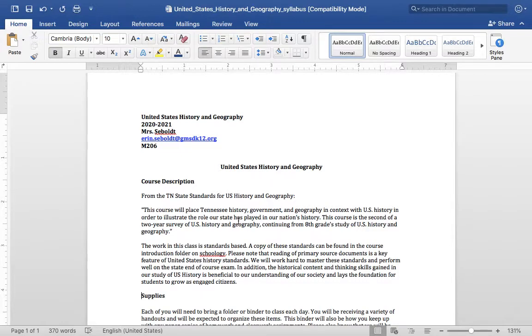I do want to also point out that there is going to be a significant amount of primary source discussions. Primary sources might be newspaper entries, letters, but also political cartoons and maps. Those are all going to or could potentially be primary sources that we utilize.